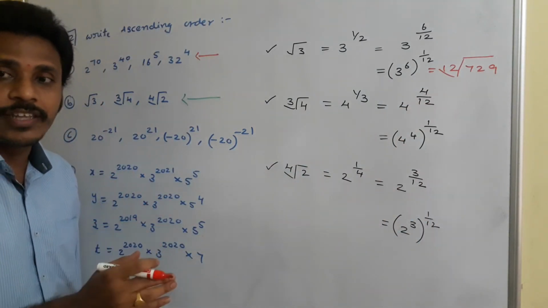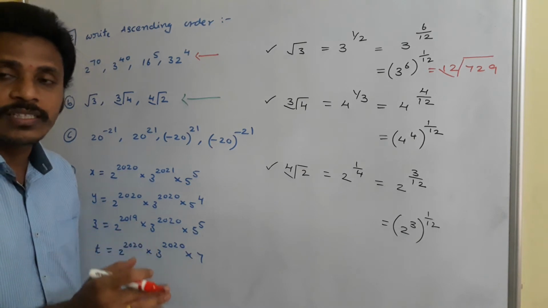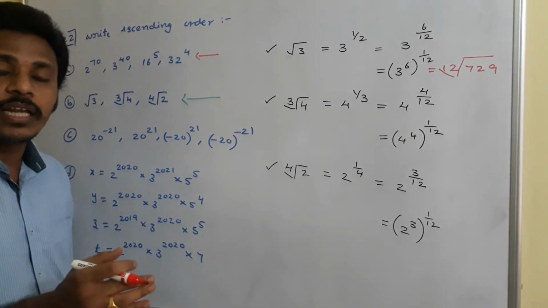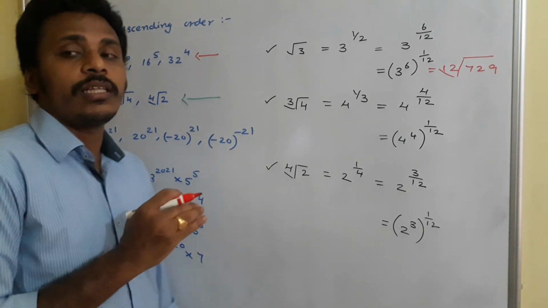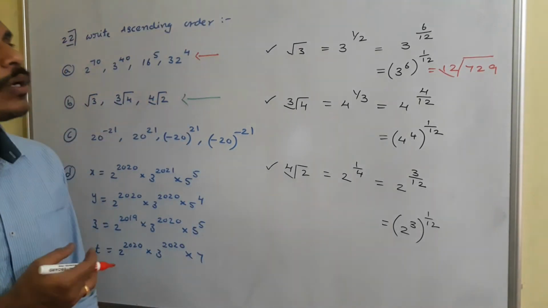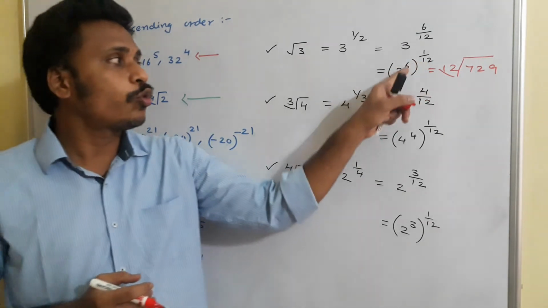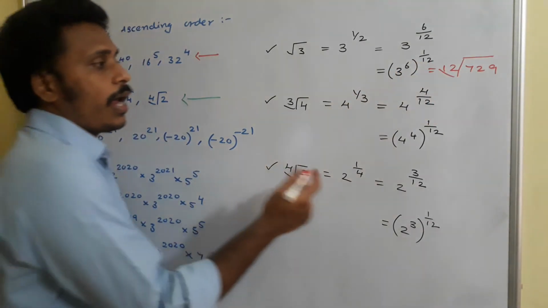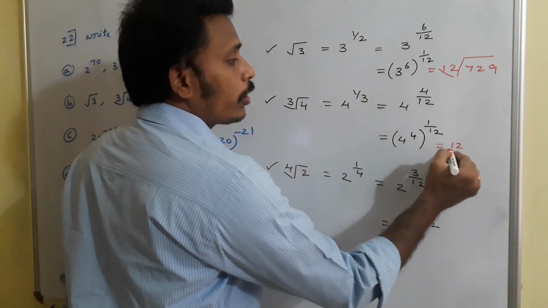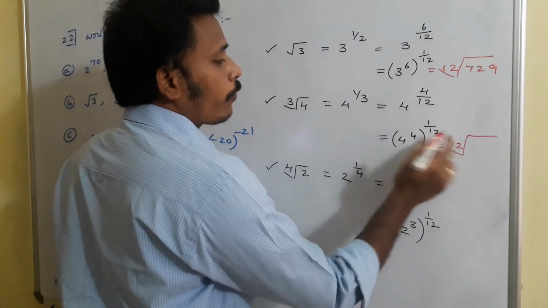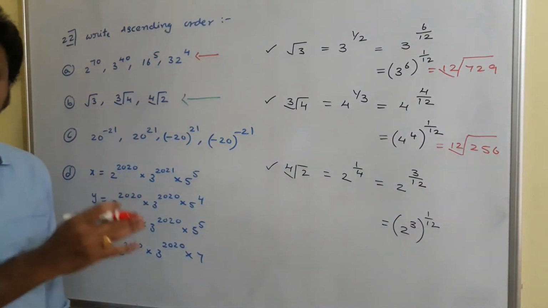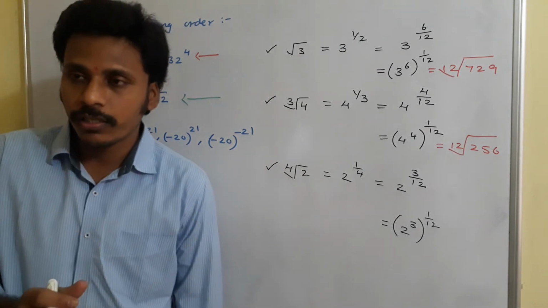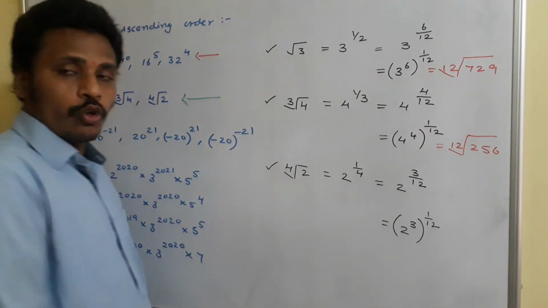3 into 3 is 9. 9 into 3 is 27. 27 into 3 is 81. 81 into 3 is 243. And 243 into 3 is 729. So this is the 12th root of this value 729. And this is the 12th root of 4 power 4. Multiplication of 4 for 4 times is 256. 4 into 4 is 16, into 4 is 64, into 4 is 256.